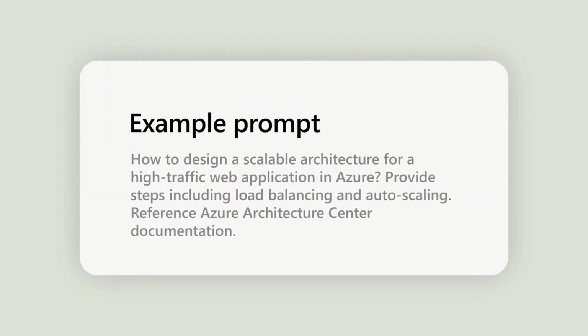Using the goal, context, expectations, and source, you can now construct the following example prompt: how to design a scalable architecture for a high-traffic web application in Azure. Provide steps including load balancing and auto-scaling. Reference Azure Architecture Center documentation. Now let's review what Bing Copilot generates from that detailed and informed prompt.